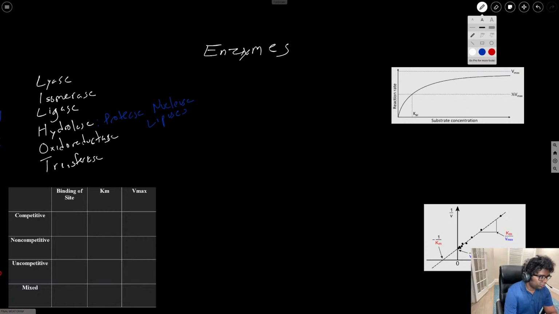Now let's talk about what's going on with active sites and allosteric sites. I wish I put in an image, but I'll just draw an enzyme right here. That's a bit better. So this is an enzyme. This is your substrate. And let's say that it's binding to the active site here.